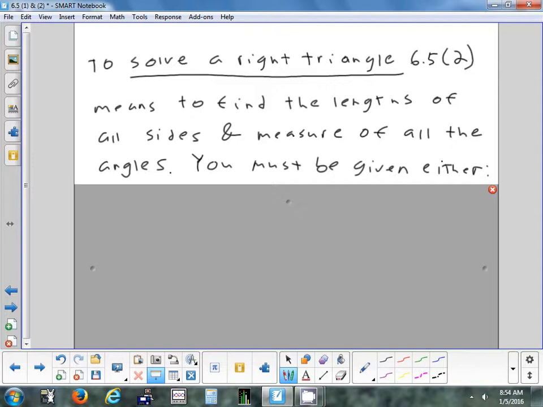Since every triangle we solve today is going to be a right triangle, that means we already know one thing about it. We already know one angle is always 90 degrees. So in addition to that piece of information, we need 2 other things. Does anybody know what else they could give me besides the 90?